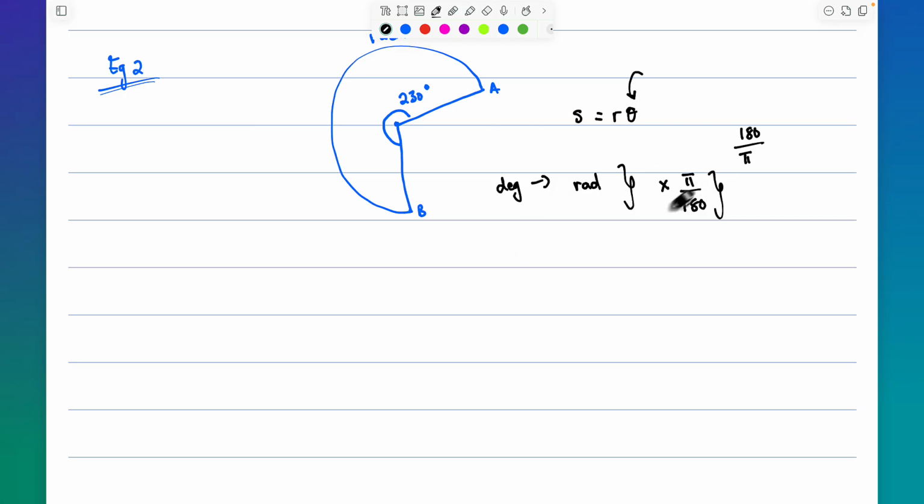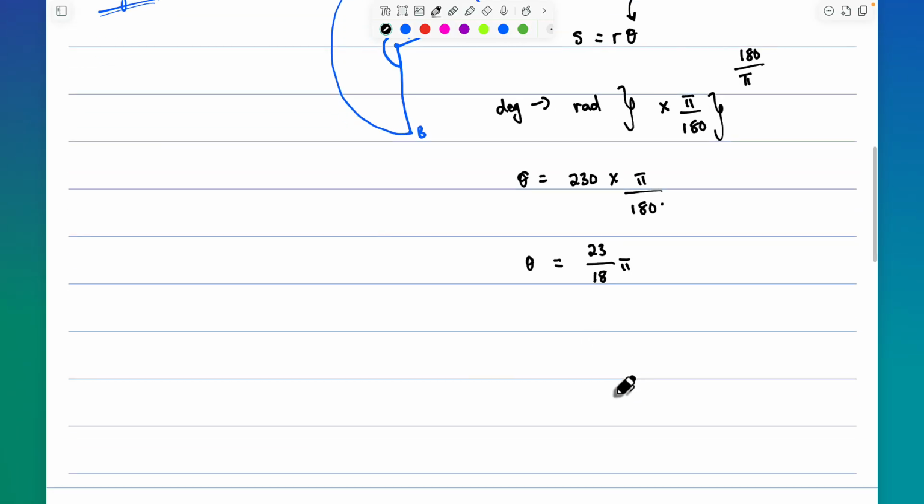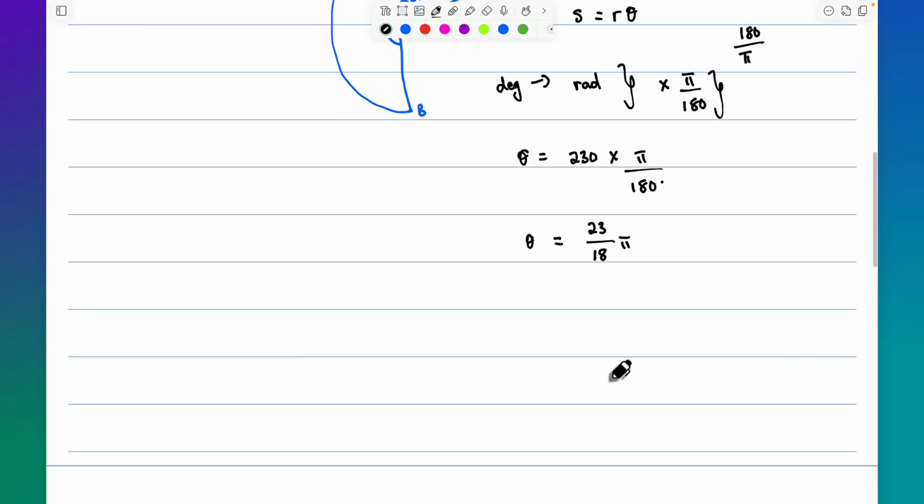All right, cool. Now multiply this by that. That means for our theta, we're going to say 230 multiplied by pi over 180. If you throw that into your calculator, that's going to give you a very ugly number. Theta is 23 over 18 pi. This is what happens when I just come up with random questions out of my head.